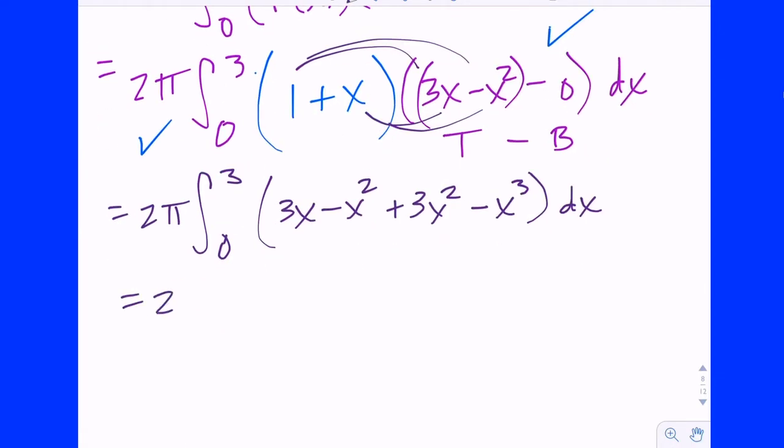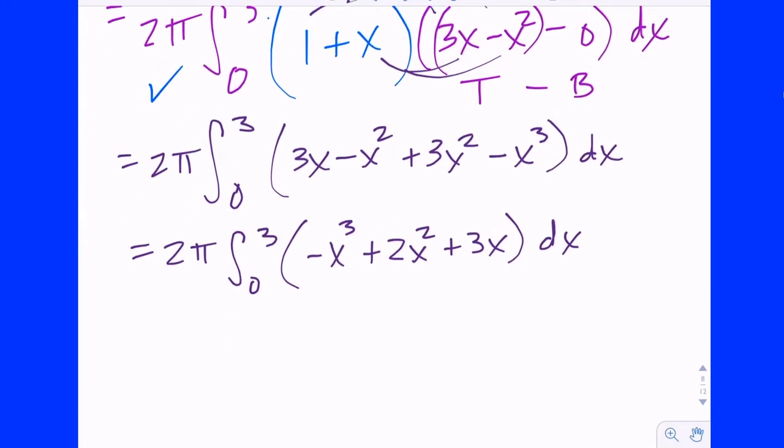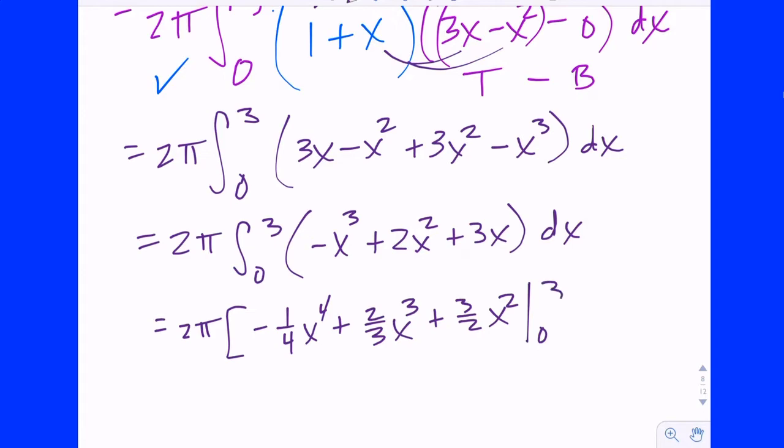All right, so 2 pi still standing fast right there. Combine like terms, maybe? Do we have any like terms? Yeah, we have a couple. I'm going to have a negative x cubed, and I'm going to have a 3 minus 1, that's a plus 2x squared, and then plus a 3x. Now, if I set this up right, I should end up with a positive number. So here we go for the antiderivative. It's going to be a negative 1/4 x to the 4th plus 2/3 x cubed plus 3/2 x squared. And I evaluate it from 0 to 3.